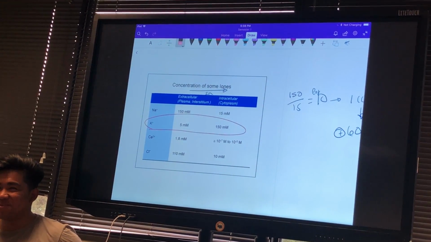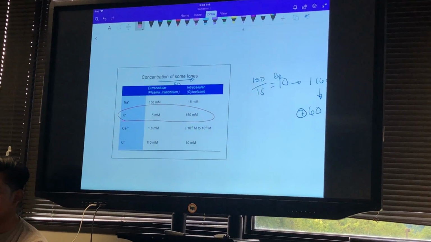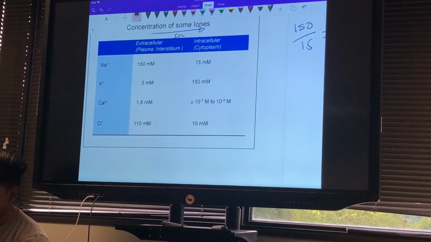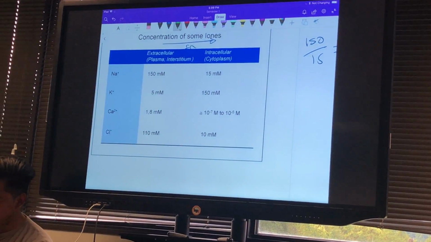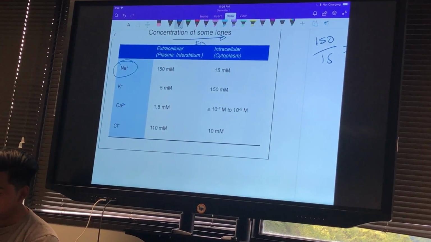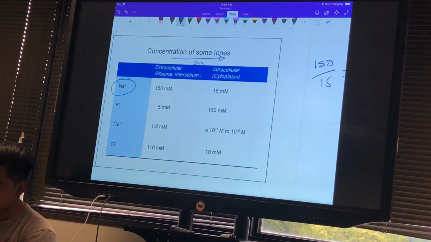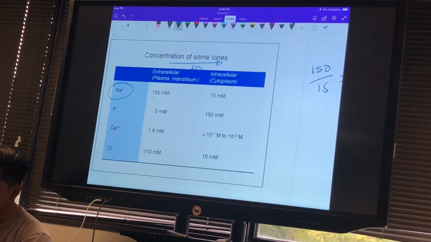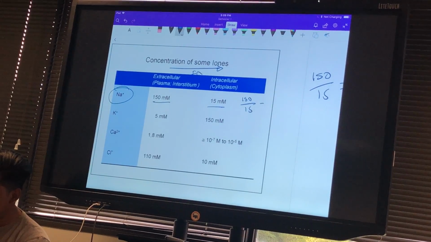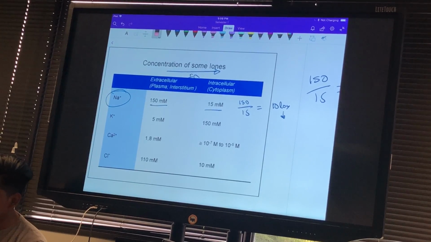Does everyone need me to explain this one, or we got it? I missed it. Okay, a quick review. I'm just going to do sodium again, since chloride is hard math. I'm calculating the net charge of the cell. First I look at the concentration: 150 outside, 15 inside. I divide 150 by 15 and get 10. The log of 10 is 1. And then 1 times 60 is 60.